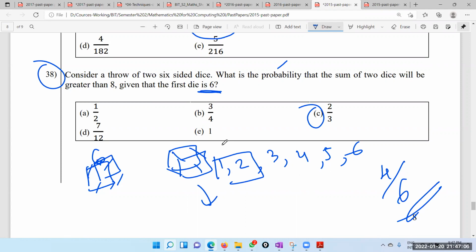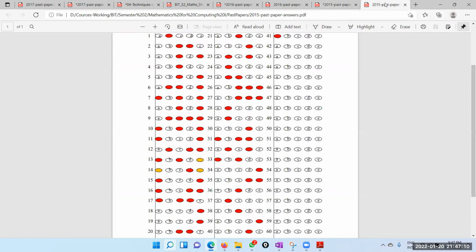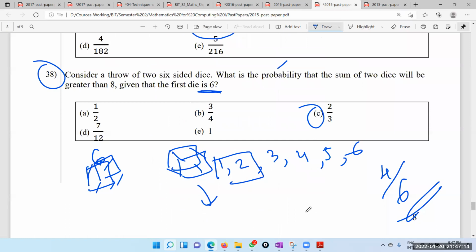Okay, let's check the answer. 38. Is it C? Yes, answer is C. Okay. Not D. Answer must be C. Okay. C.